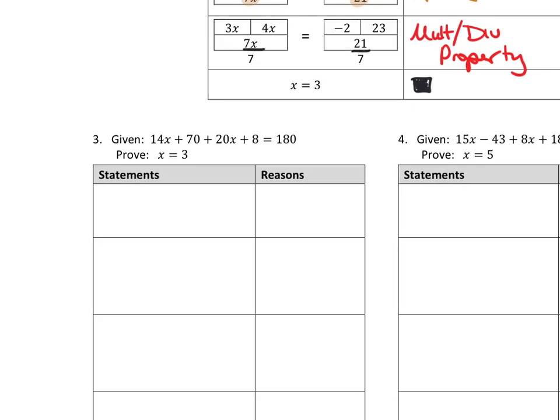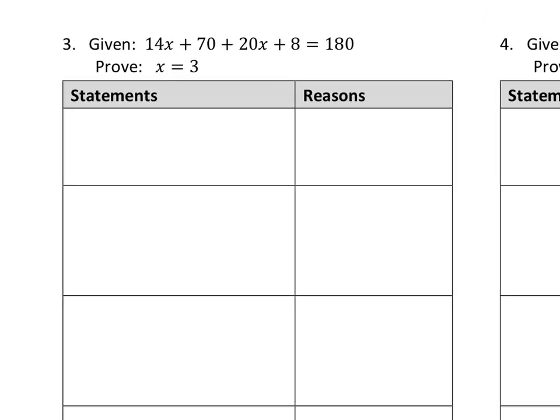Let's do this one, number 3. All right, it says given 14x plus 70 plus 20x plus 8 equal to 180. Ooh, that looks familiar. Two things add up to 180. Bonus question here. If two things add up to 180, what kind of angles are they? It starts with an S. Supplementary, very good. One of them would have to be obtuse, yes.